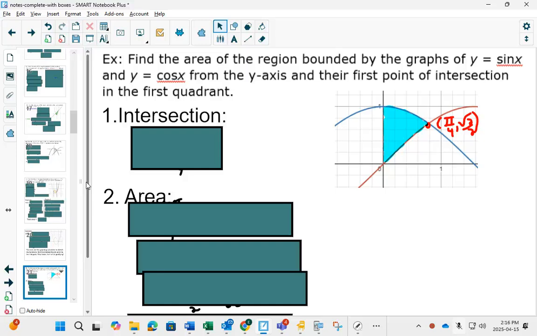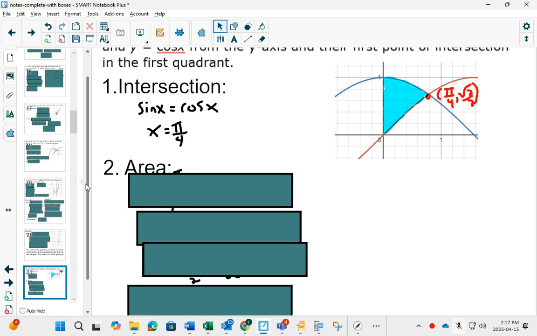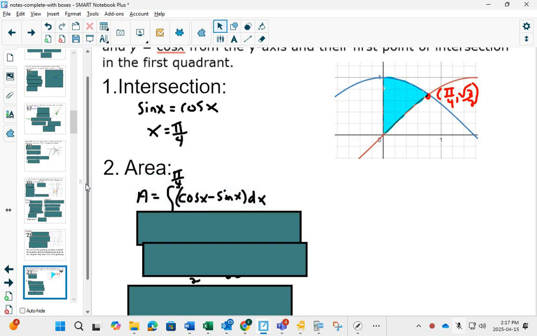This is a super cool question. You've got your cos graph and your sine graph. And you want to find that area in between them. So when is sine x equal to cos x? You know that that's at pi over 4 from your unit circle. And then to find that area, it would be the integral from 0 to pi over 4 of cos x minus sine x.